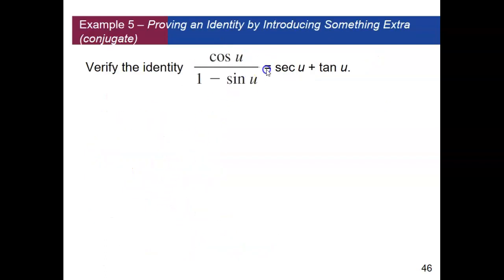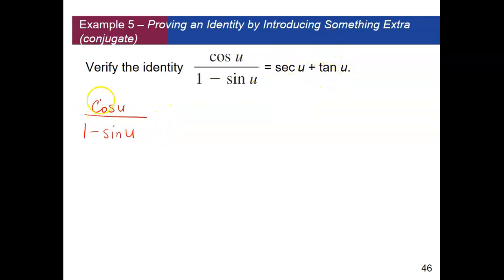Okay, on this example here, we are going to be verifying this identity, and it's definitely more complicated than what we've been looking at in the past. So this is one that we're going to have to prove by introducing something extra to it, and that extra is going to be the conjugate. We've talked about conjugates at various times throughout the semester, so I want to use a conjugate in simplifying this. So we're going to start with our more complicated side, and we're going to try to make it equal to our less complicated side.